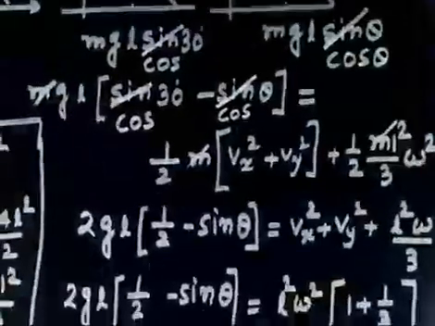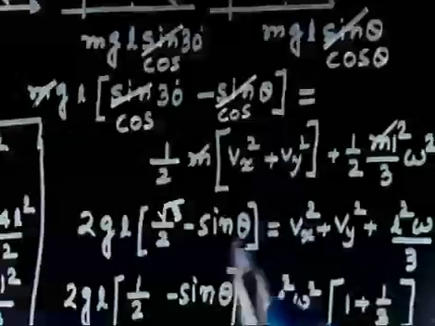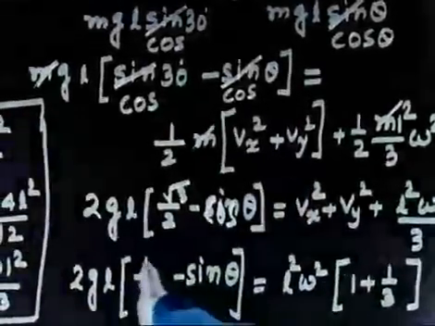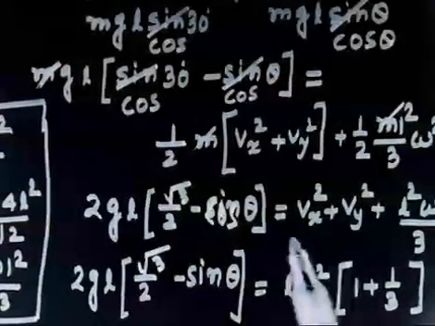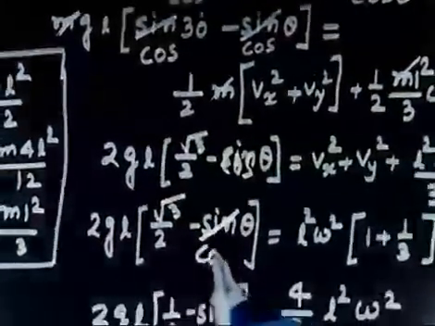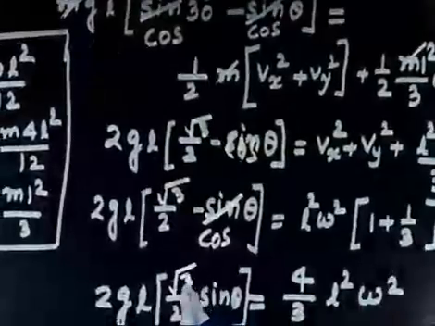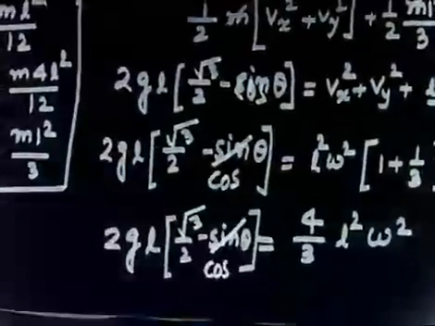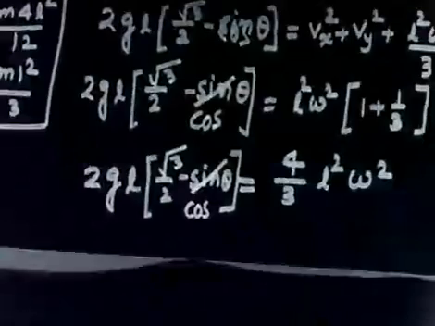So if you do this, cos 30 is root 3 by 2, and this is cos theta. Are you getting? So here also we will have root 3 by 2, and this is cos theta, so this is not sin theta, this is cos theta. Are you getting? Same here, root 3, and this sin theta is basically cos theta. Are you getting? I can write this once again.